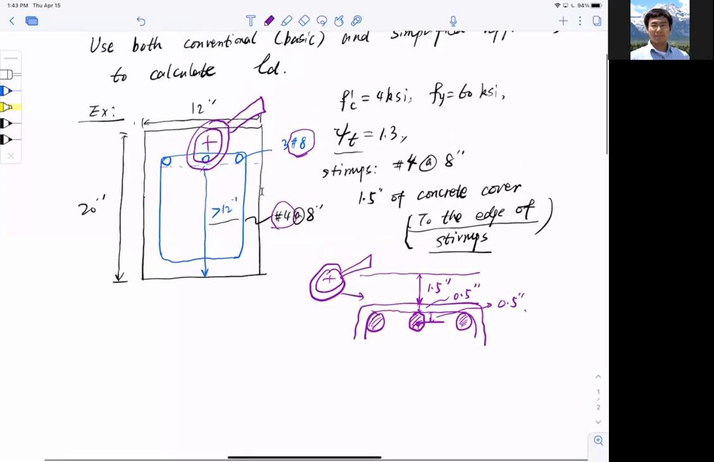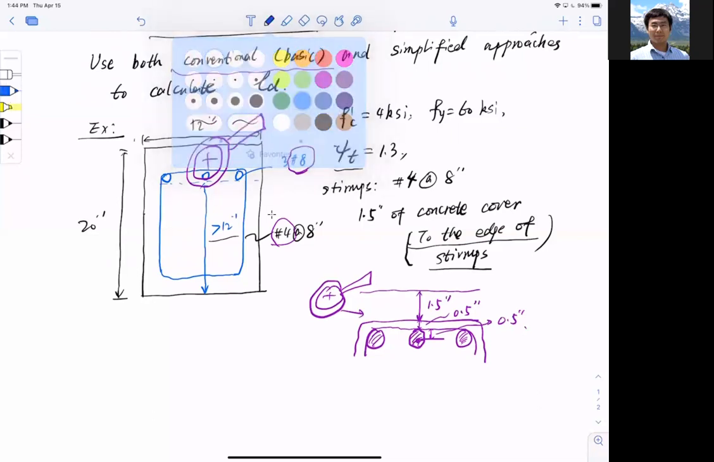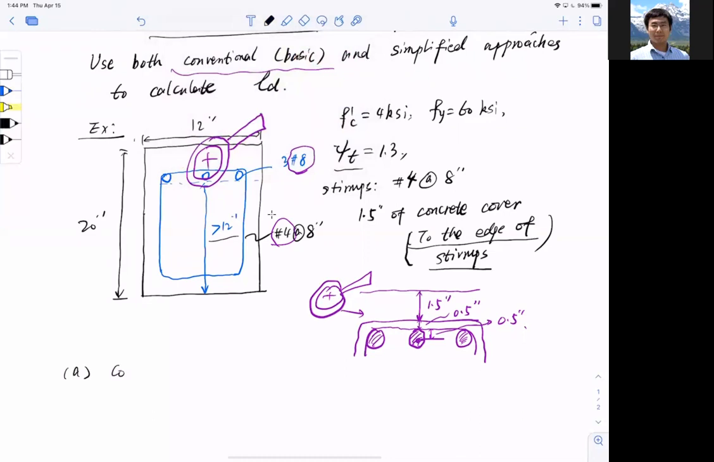All right, so now take a look. I want you to calculate the development length for this, and we want to use 2 approaches. So what are the 2 approaches? Conventional approach and the simplified approach. So let's go with the conventional approach first. I'm such a classic guy, so I want to use the conventional approach. So switch color here. Let me use black. Okay, so a conventional approach.